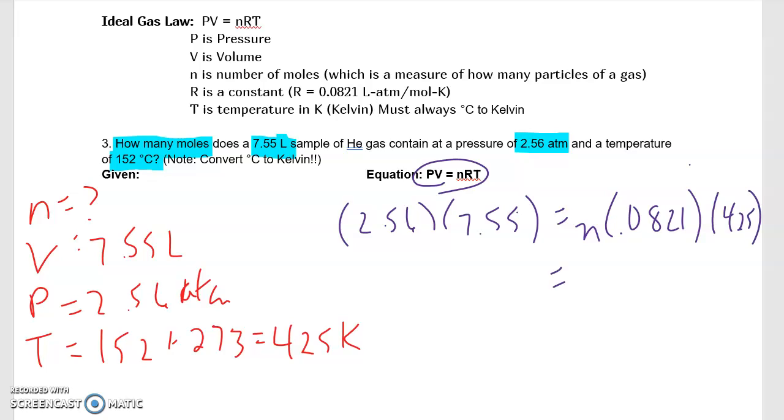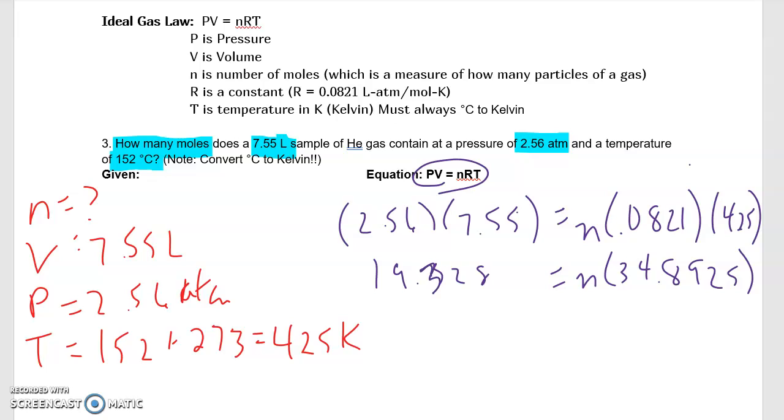Now I'm going to do some math. So this becomes N times 34.8925. I should round that, but I'm going to wait and round it when I get my final answer. And 2.56 times 7.55 becomes 19.328. That's a 3, by the way.